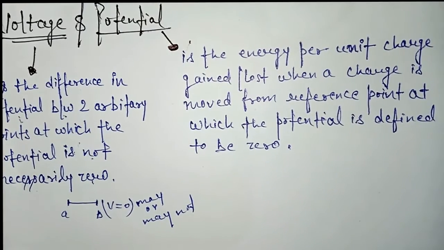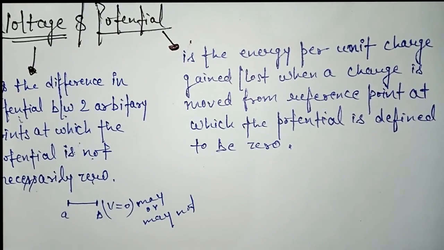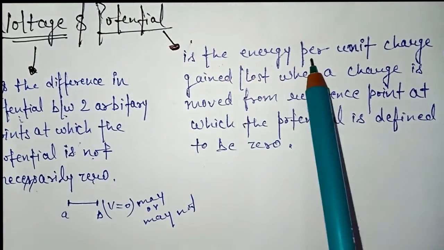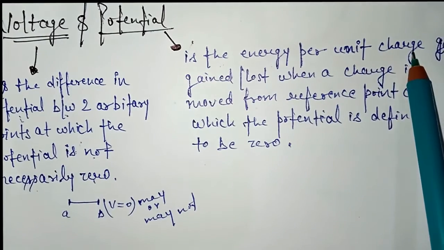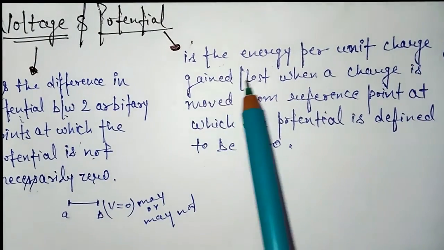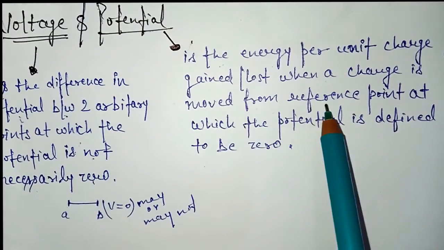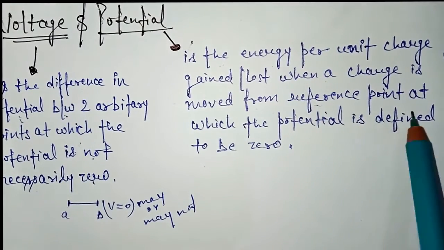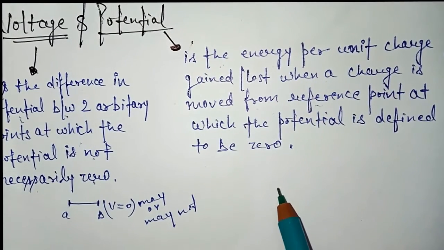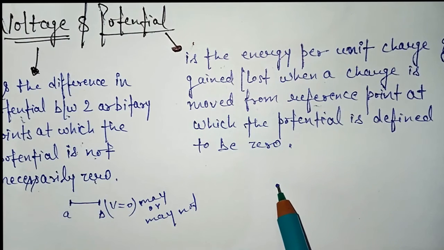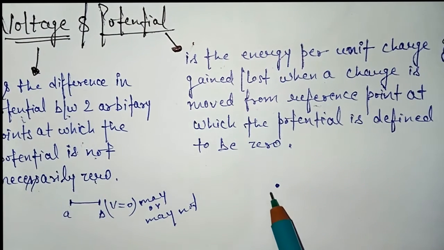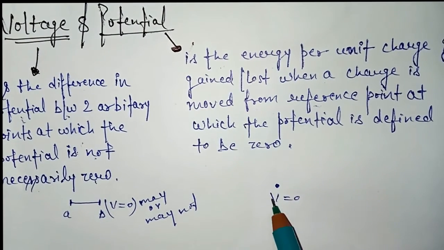Okay, now what is potential? Potential is the energy per unit charge gained or lost when a charge is moved from a reference point at which the potential is defined to be zero. That is what you see. Let's consider a reference point at which potential is zero.